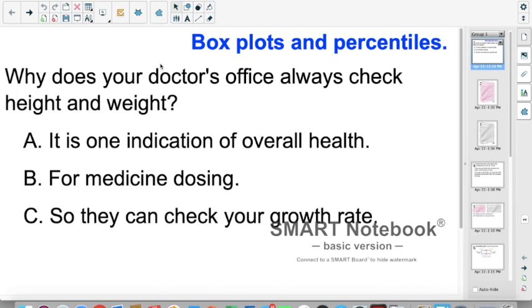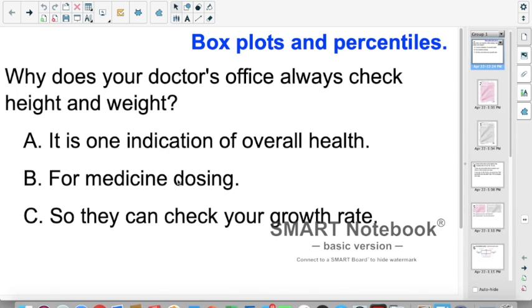Well, the first reason is it's an indication of overall health. They need to make sure you're within a healthy range of your height and your weight. Second, for medicine dosing, they need your body statistics in order to best suit you. And the third is so they can check your growth rate. So these are all things that we assume we know.